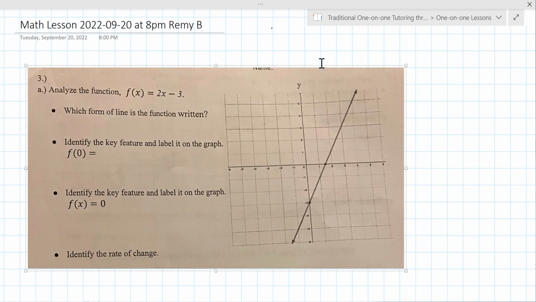Which form of line is the written function? There are three forms that you know about. The first is y equals mx plus b. Do you remember what that one's called? Okay, slope-intercept, right?